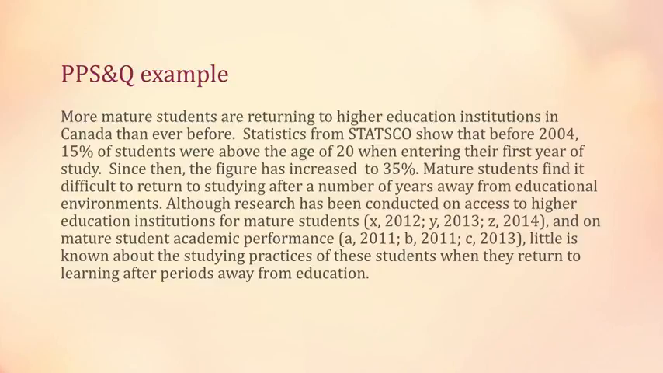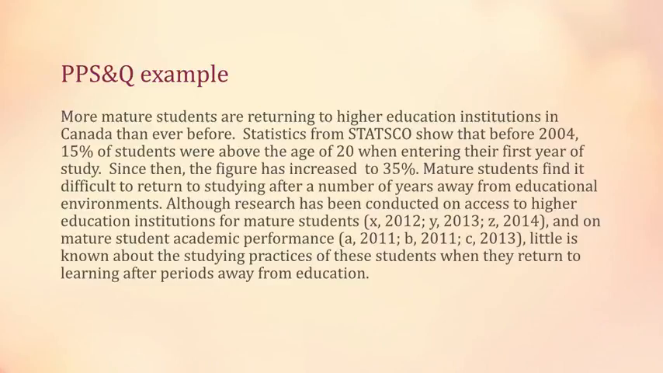So this is an example problem purpose statement, and I'm going to read through it. More mature students are returning to higher education institutions in Canada than ever before. Statistics from, and I made up a term here, StatsCo, show that before 2004, 15% of students were above the age of 20 when entering their first year of study. Since then, this figure has increased to 35%. So, mature students find it difficult to return to studying after a number of years away from educational environments. That is the problem statement. They find it difficult.